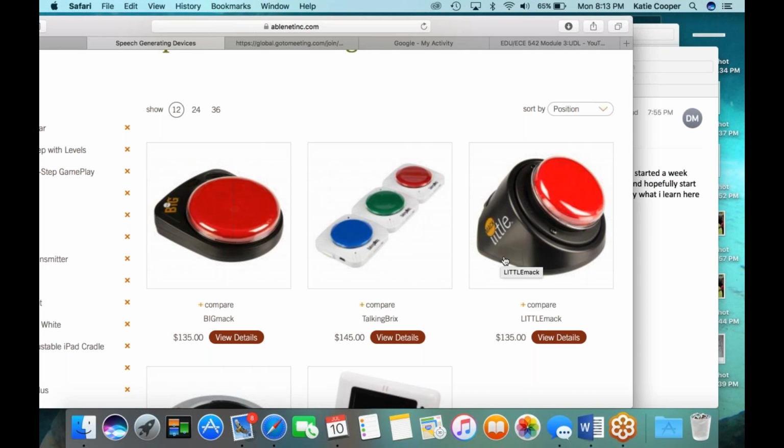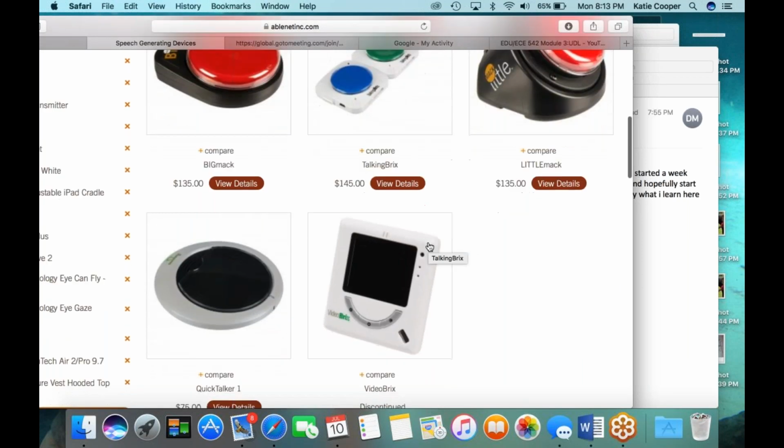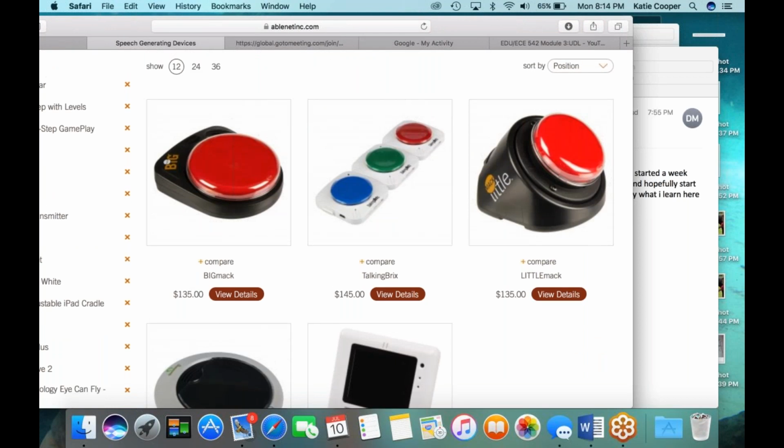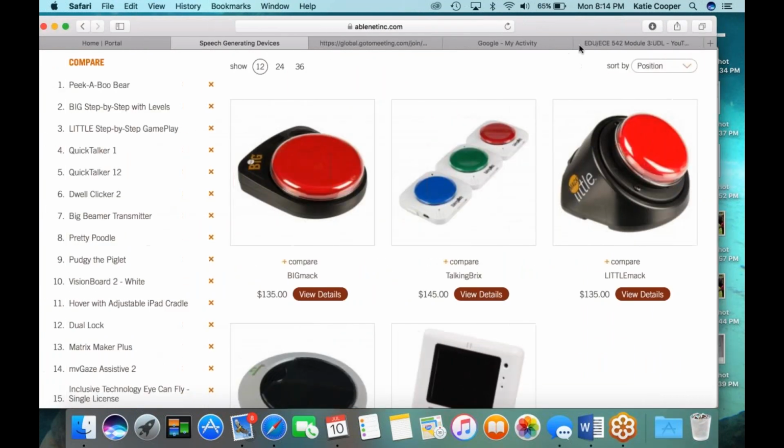This is a step-by-step switch. Basically, you can record single messages, but you can do them in a sequence. So I can have 1, 2, 3, 4, and when they hit it the first time it says one, the second time it says 2, and so on. So that's those single switches with very simple voice output. That's considered low tech technology.